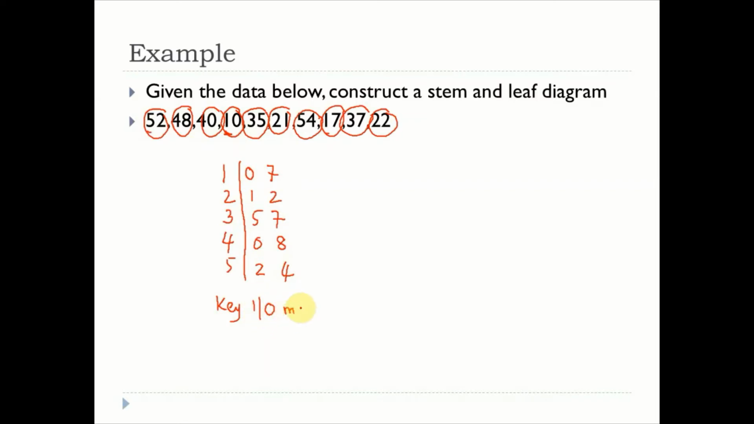Bar 0 means 10. So this is a complete stem and leaf. Maksudnya ada stem, ada leaf, and then ada key. Kalau contoh saya cakap below is data for pencils, so you kena tulis key 10 means 10 pencils. Okay, kena specific.